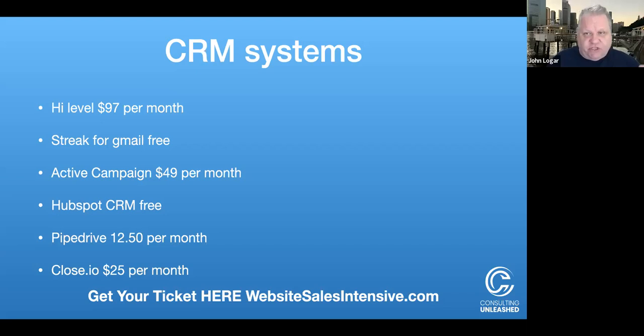There's a whole bunch of functionality in the actual software, but it's really cool to automate the sales process. Great for managing clients. Also great for giving you stats on how those clients go. Streak for Gmail is free. So Streak, streak.com. You can get it free.